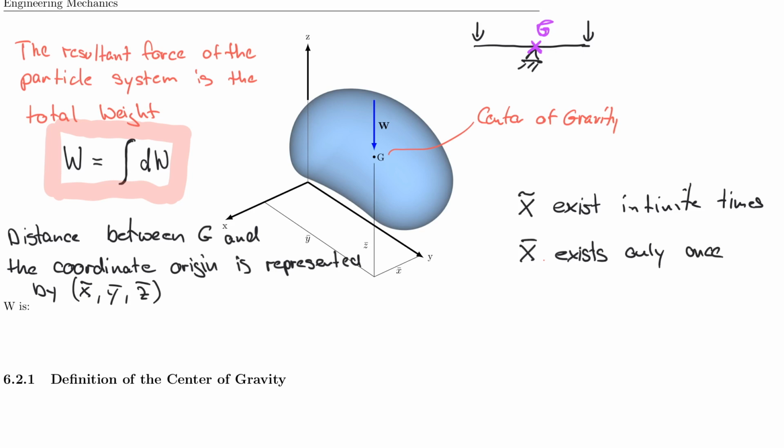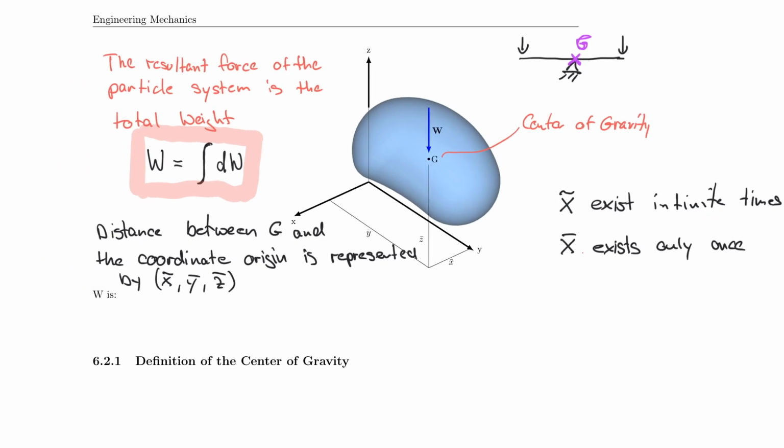And of course that's true for the other directions too, Y and Z. So I want you to understand the difference here that we're talking about right now. This X bar defines the distance between the origin and the center of gravity. Because the center of gravity only exists once in the potato, that also exists only once. Whereas X tilde was the distance between the coordinate origin and each individual particle. So that would exist infinite times as well.